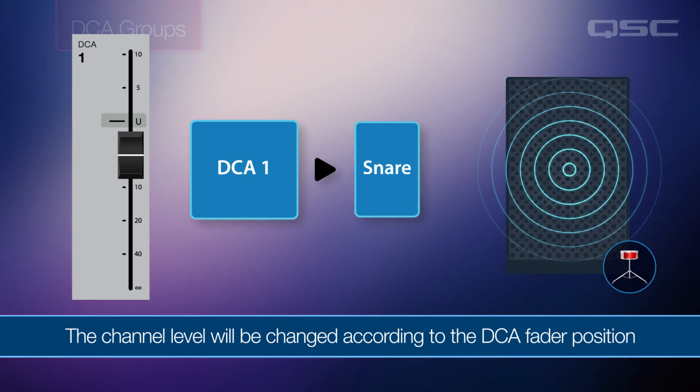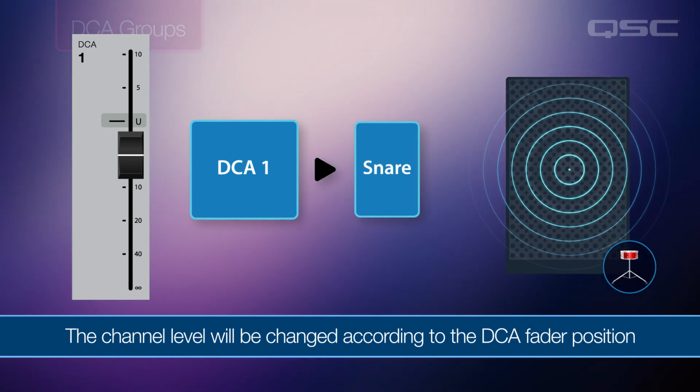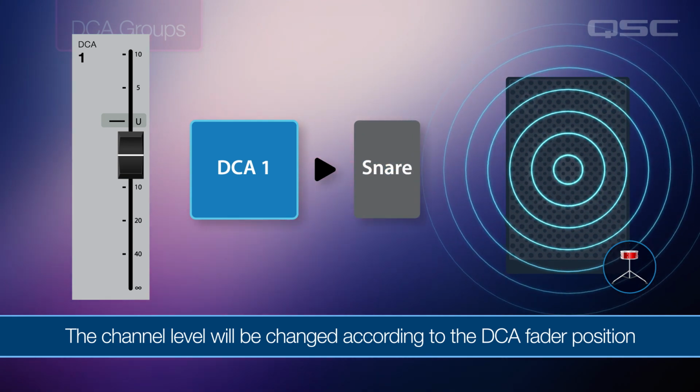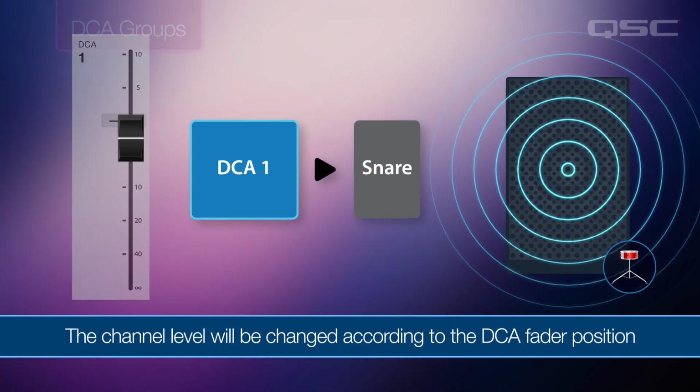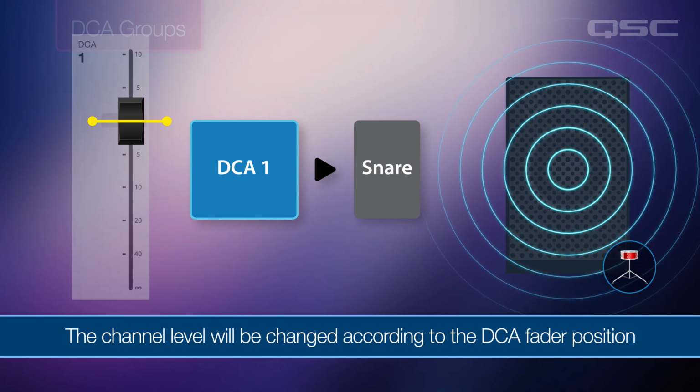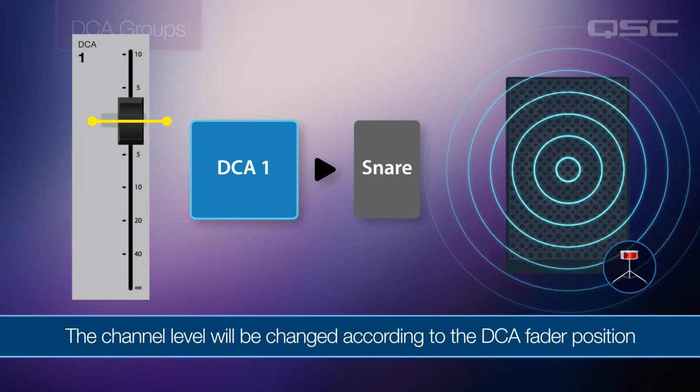On the other hand, if you unassign that channel from the DCA group, the channel's level will jump by 6 dB. With the DCA set to unity, the level is not affected at all. That's why the default setting for DCA faders is unity.